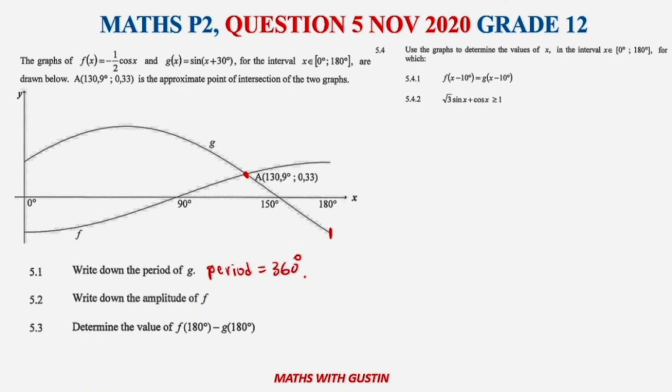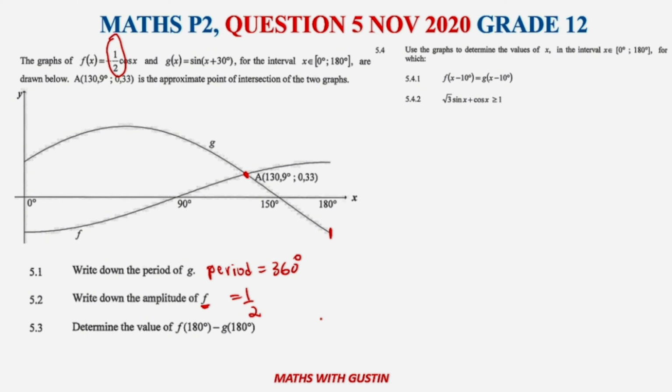And then the amplitude is going to be determined by the f graph here, the amplitude of f rather. That's what they're asking for. The amplitude of f is determined by this number here. It's not 1, it's half. So therefore the amplitude is going to be half.